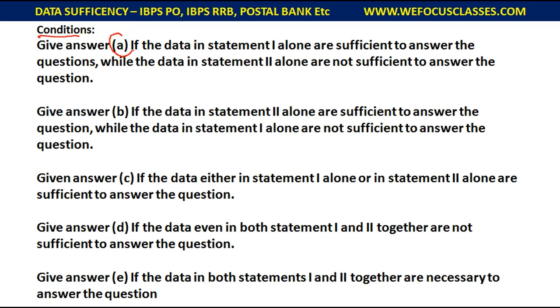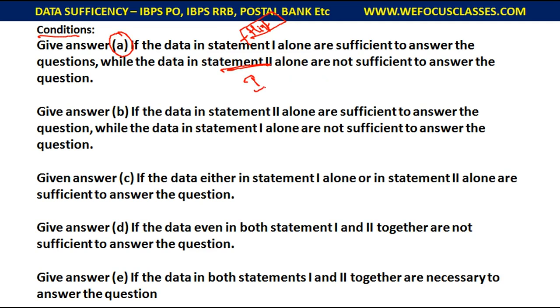Give answer A. Your answer will be A if the data in the first statement... What is the meaning of statement? If you can answer the question by using statement 1 alone, then statement 2 alone is not sufficient to answer the question. So what we are trying to do is, we are taking the hint and trying to solve the problem. And if you can solve the problem, we say that hint 1 is sufficient to answer the question. Means by using the hint you can solve the question. And at the same time, here it is clearly given statement 2 alone is not sufficient to answer the question.